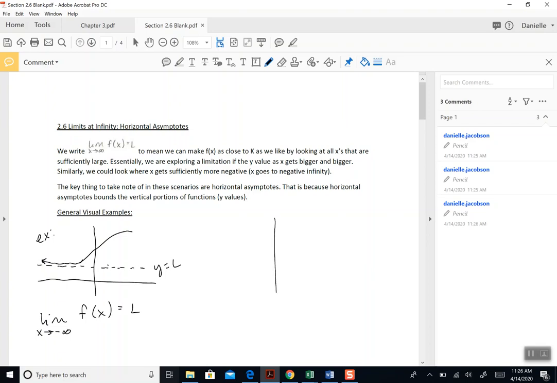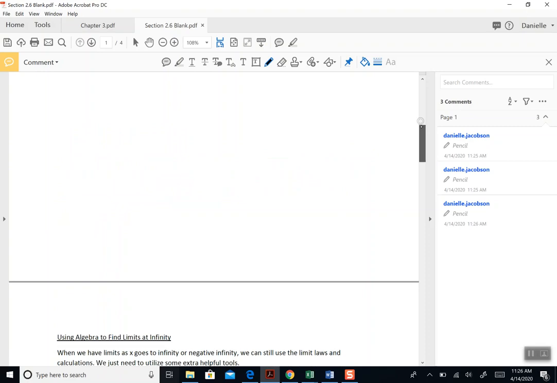So let's say we have another one. This time let's have a little asymptote down here, so y equals L, and let's say we have a function coming like this and then going along that asymptote. In this, we would say the limit as x goes to infinity, because we're moving to the right with an arrow here, of f of x equals L. It's equal to L because it's bounded in the vertical direction by this horizontal asymptote.